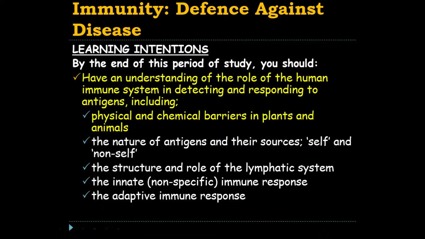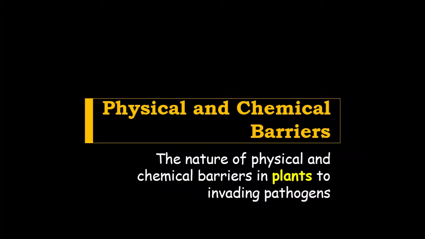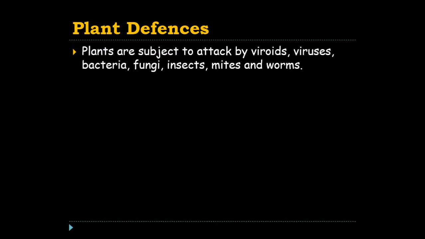Okay, welcome to this video on immunity. Today we're going to look specifically at physical and chemical barriers that plants and animals have that stop the organism from being attacked by different pathogens. We're going to start by looking at plants first. So plants obviously are subject to being attacked by a number of different pathogens that we have listed there.